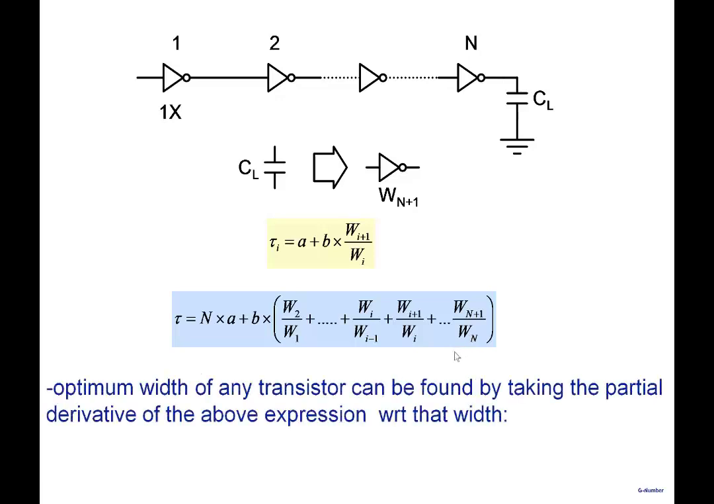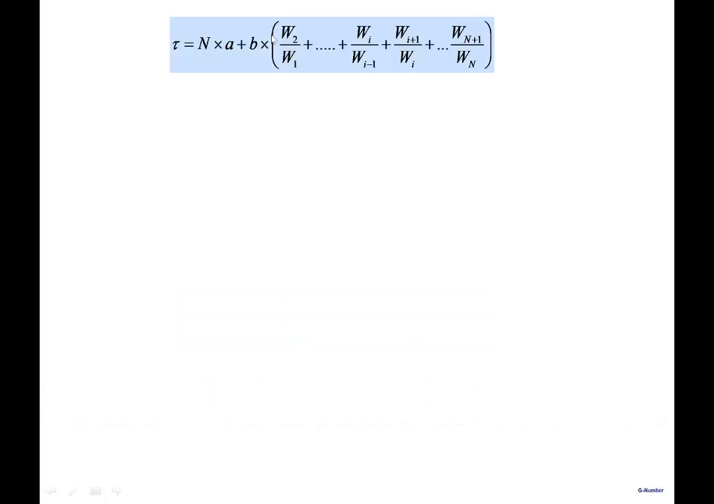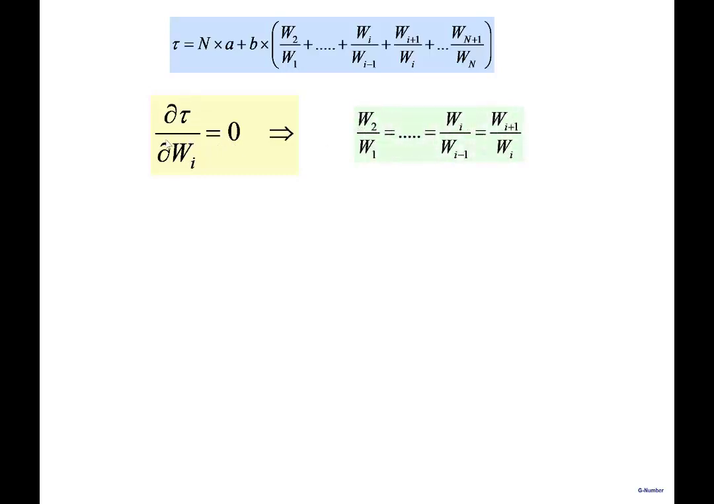So how do we find optimum size? Well, we take the partial derivative with respect to that. If you want to find out the optimum size of the ith inverter, you take del tau by del Wi equal to 0. Similarly you can find out the optimum size of any one by taking its derivative with respect to that particular width equated to 0. And what you find is, when you take the derivative, that W2 by W1 equal to all of these, this relation comes out and is equal to F.